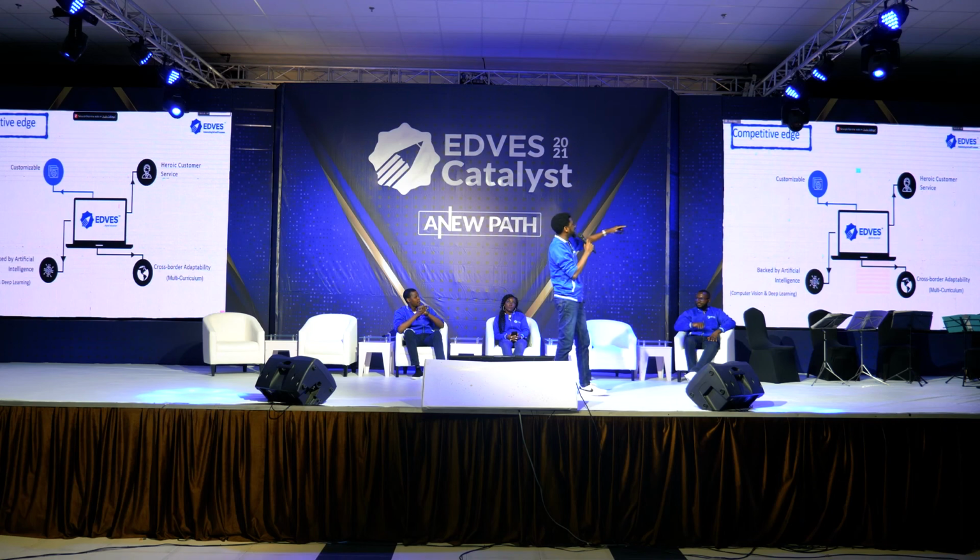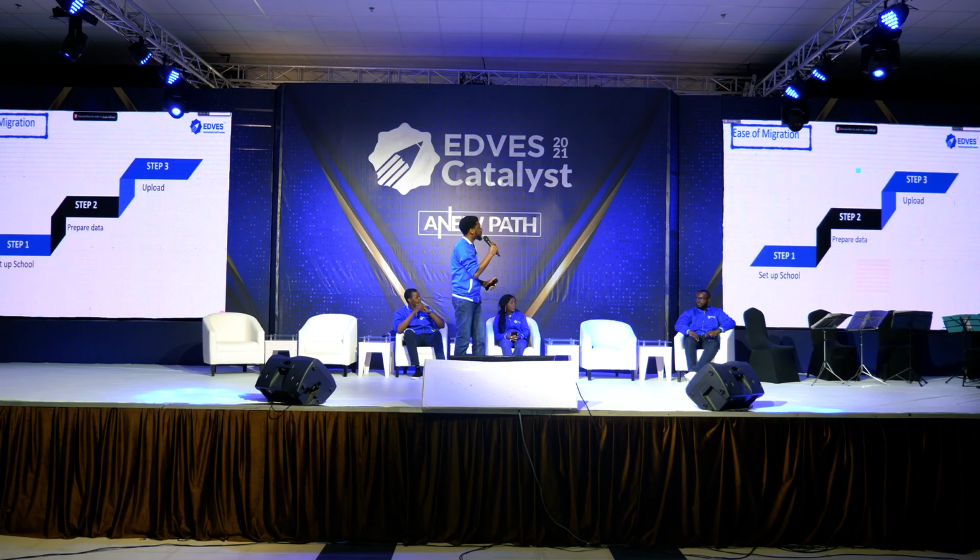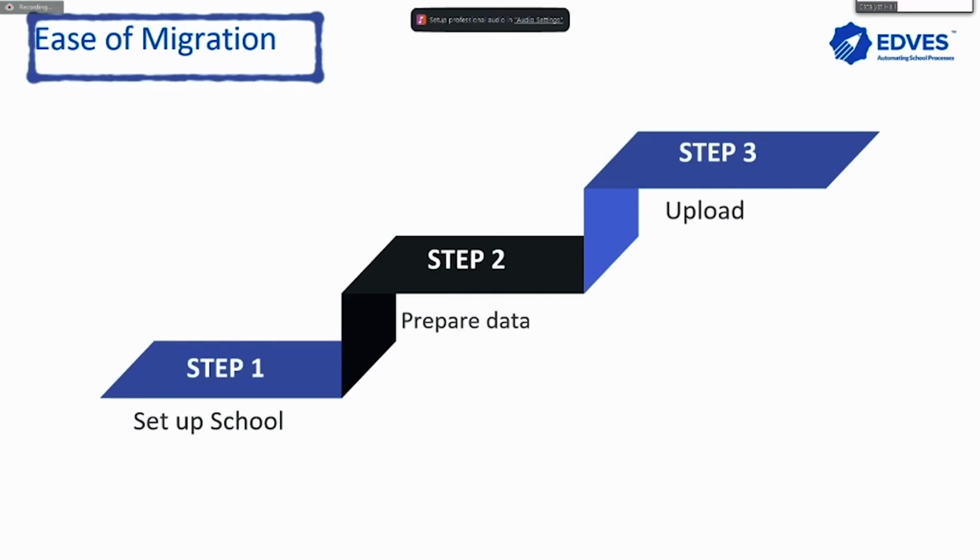Then another one is we have heroic customer service. Our customer service is fantastic. Our parents can reach our customer service, the teachers can reach our customer service, and the educators also can reach our customer service. Then on Headverse, we have multi-curriculum: the British curriculum, the American curriculum, and we also have the Nigerian curriculum. So how do you migrate? It's easy to migrate. You set up the school, we prepare the data, and we load the data.